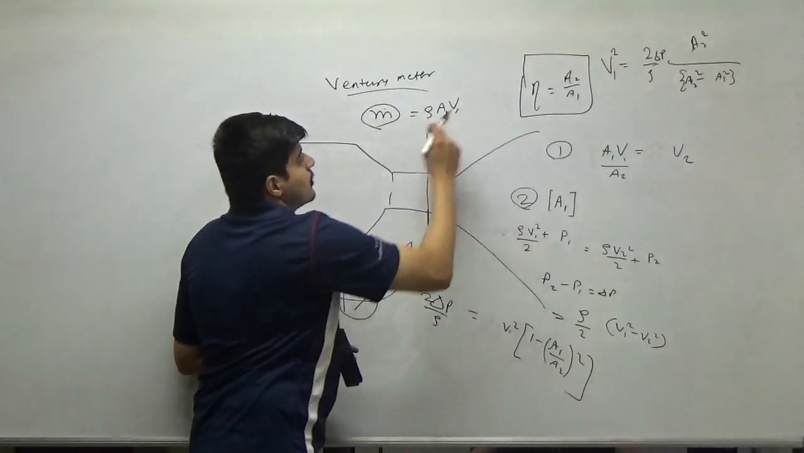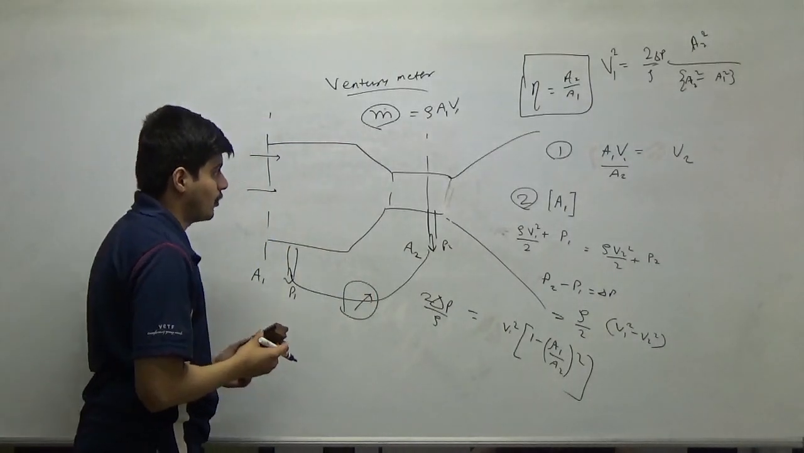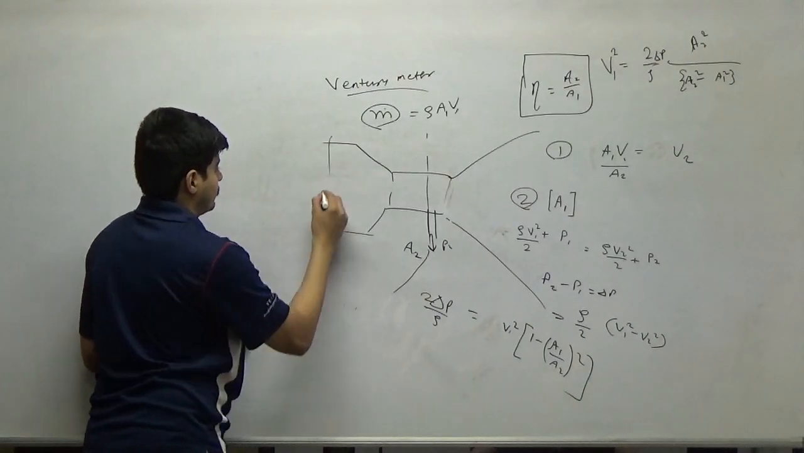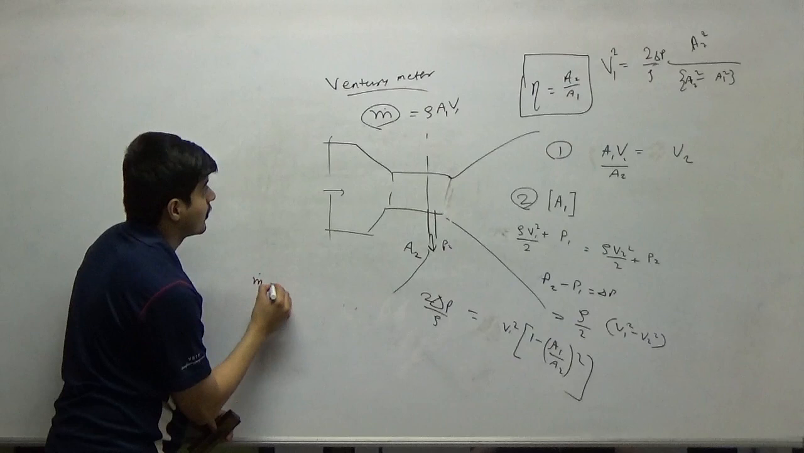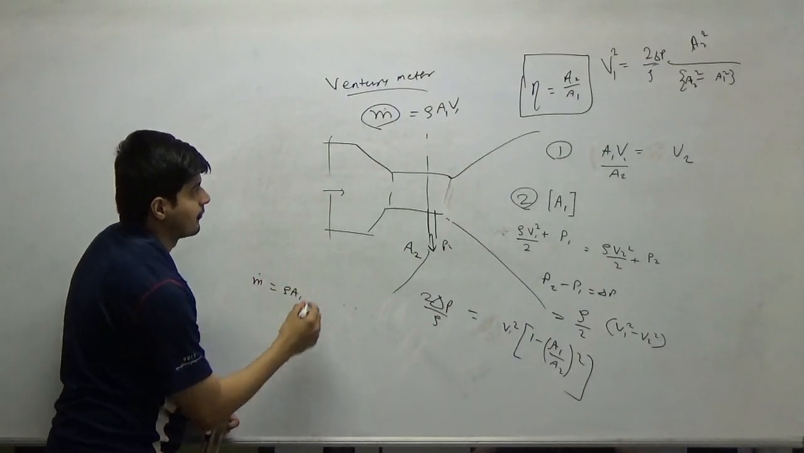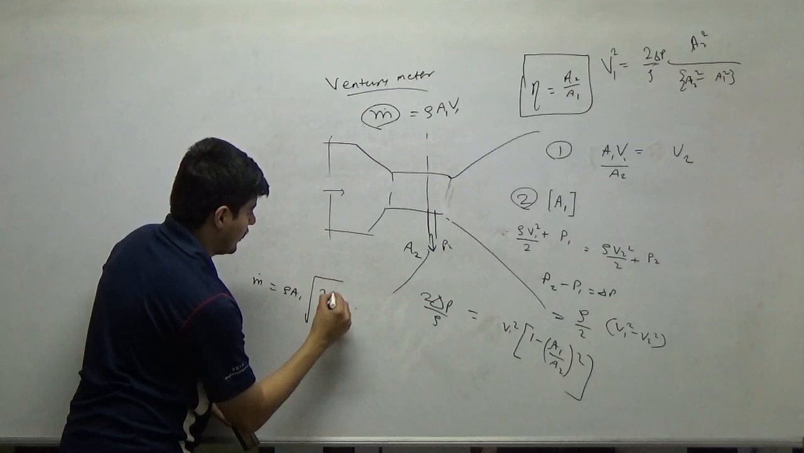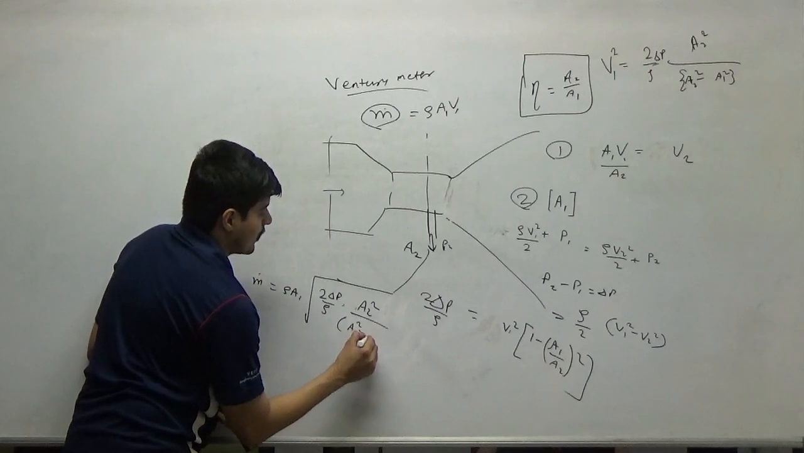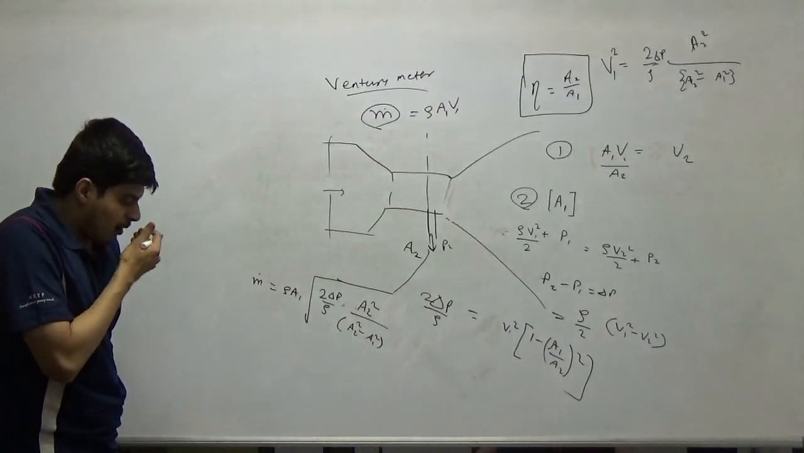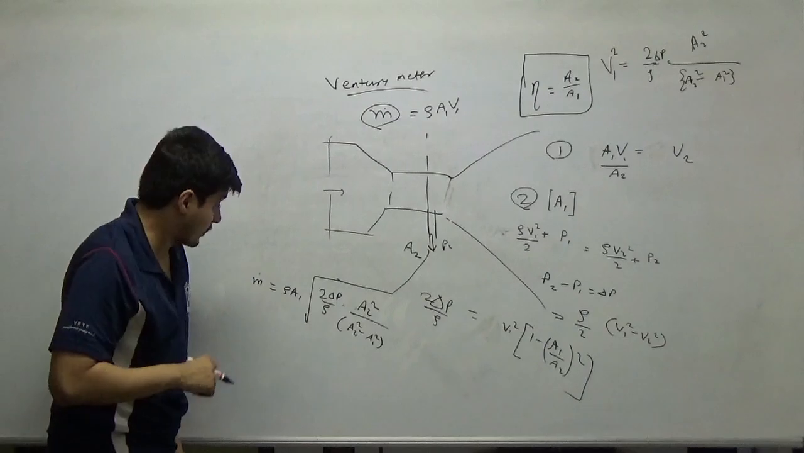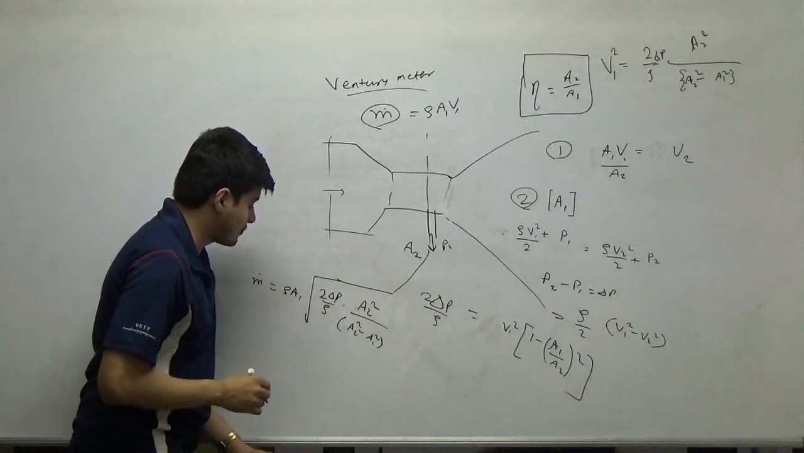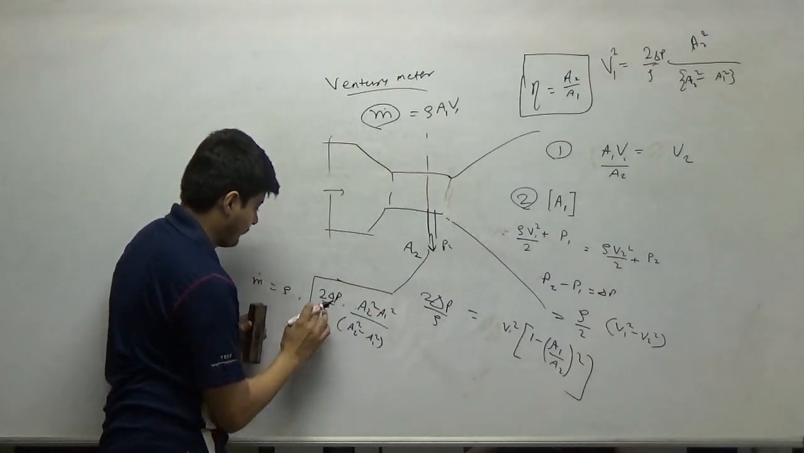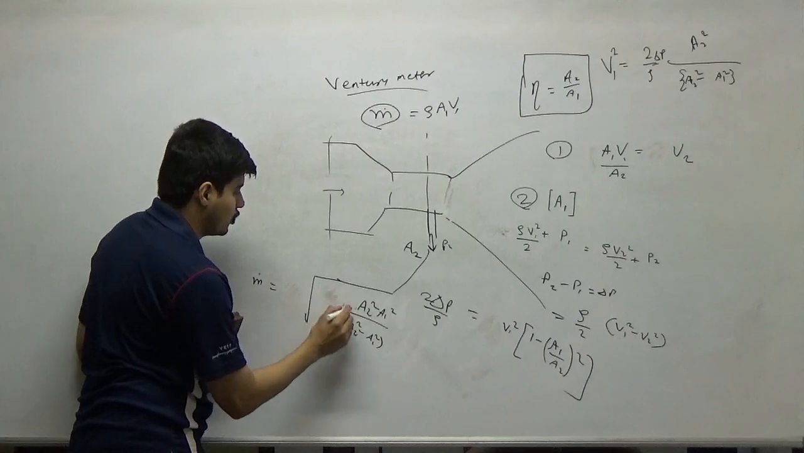Now I can substitute this V1 in the rho AV equation, right? What will I get? I will simply get m dot equal to rho A1 into square root of 2 delta P by rho, A2 square upon A2 square minus A1 square. That also tells me that now A1 can go inside and become A1 square here, and rho will appear in the numerator.